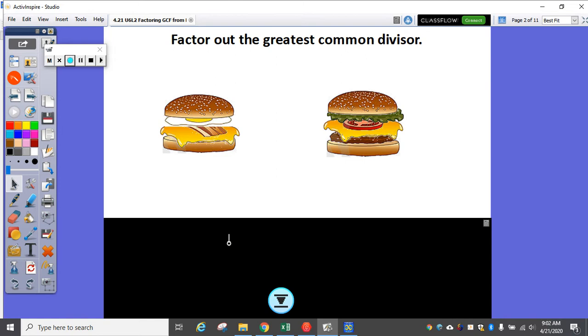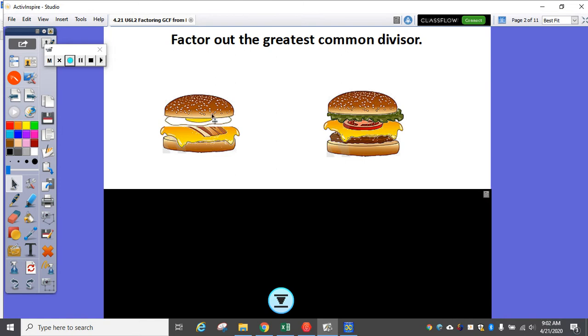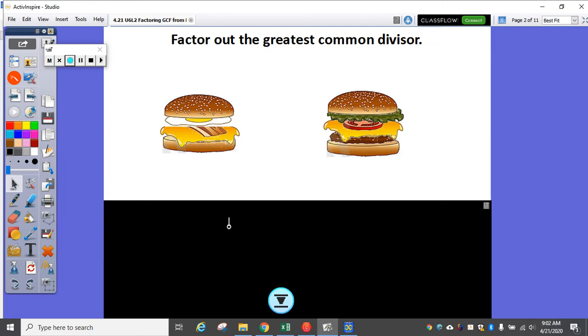If you look at these burgers, both of them have a bun, both of them have cheese. I think this one has a burger. Let's see. Nope, doesn't have a burger. So these two sandwiches, I'm not sure why you'd have a burger, but anyways, we have buns and cheese as the common factor. These both have buns and a piece of cheese.